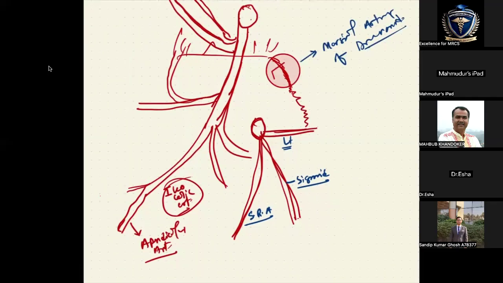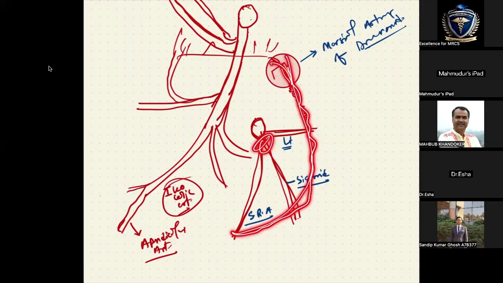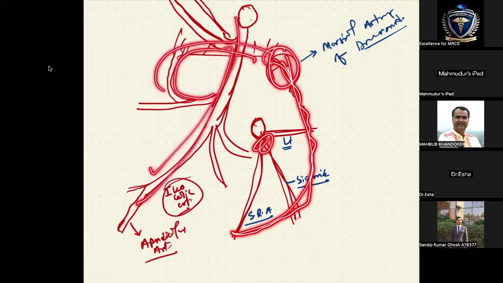Sometimes, if there is any occlusion of the inferior mesenteric artery, this vessel will give you collateral circulation, and this vessel comes from the medial colic artery, from the superior mesenteric artery. Is it clear? You'll be asked in your exam, which of the following vessels forms the connection between the superior mesenteric artery and the inferior mesenteric artery, and that is nothing but the marginal artery of Drummond.